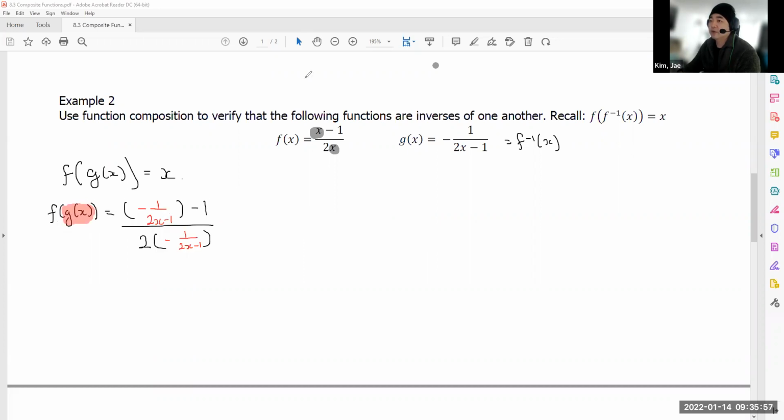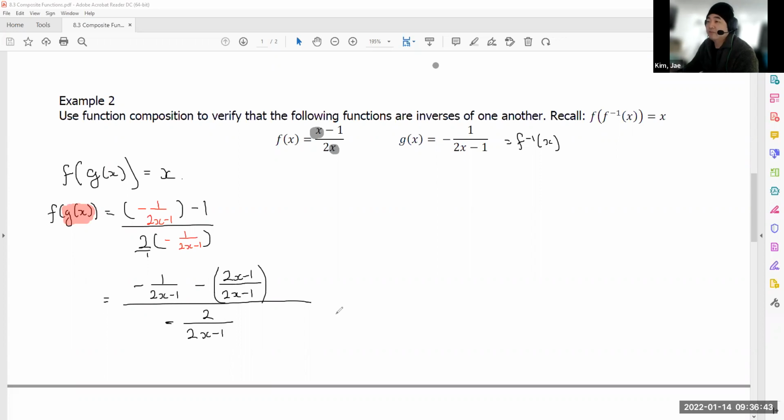I might need space, so here we go. I'm going to solve the numerator first. In the numerator, I need the same 2x minus 1 over here. So it will be negative 1 over 2x minus 1 minus, well, it's a 1. I can rewrite a 1 as 2x minus 1 over 2x minus 1, because this is equal to a 1. Next, 2 is being multiplied with the entire fraction. So 2 over 1 times a negative 1 over 2x minus 1 would be a 2.